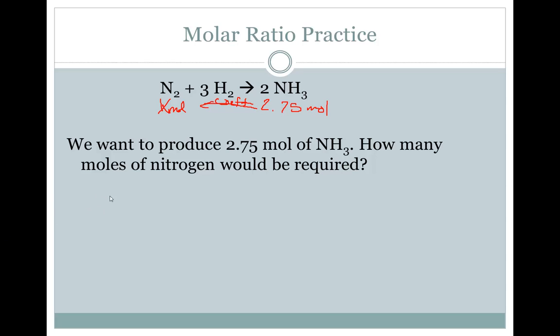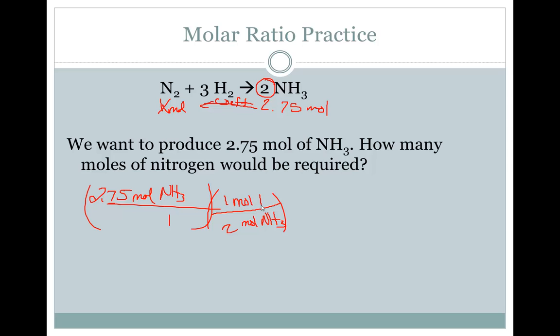Whenever that line is horizontal, we want to use coefficients. So 2.75 moles of NH3 goes over 1. Moles of NH3 on top, so I want to put moles of NH3 on the bottom. We're going from moles of one thing to moles of another, so we're going to use the coefficients. We're going to N2, so that's 1 mole of N2 because that's the coefficient of N2. So 2.75 times 1 divided by 2 comes out to be 1.38 moles of N2.